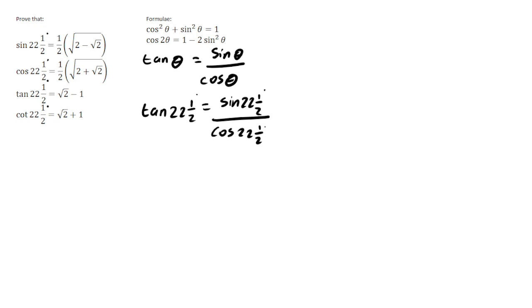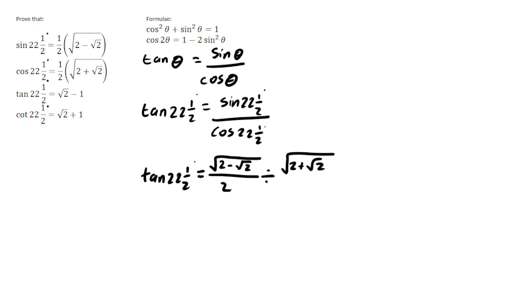So we can sub in sine 22.5 and cos 22.5, and I'm going to rewrite this here. It will be tan 22.5 is equal to square root 2 minus root 2 divided by 2 divided by square root 2 plus root 2 divided by 2. Alright? So this is sine 22.5 and this is cos 22.5.